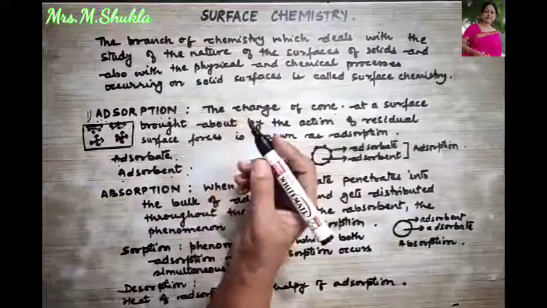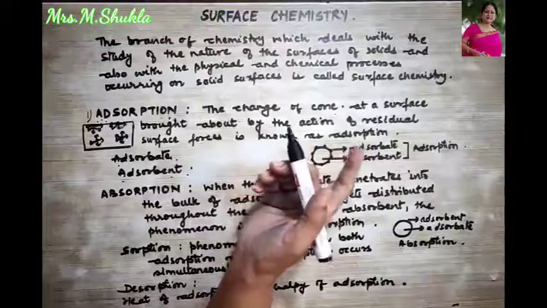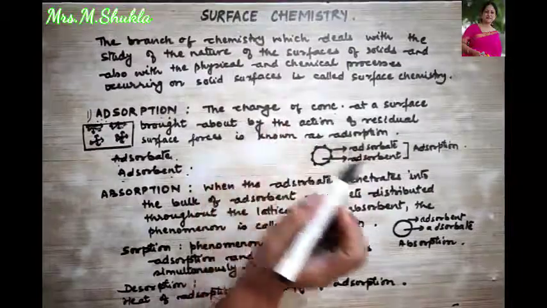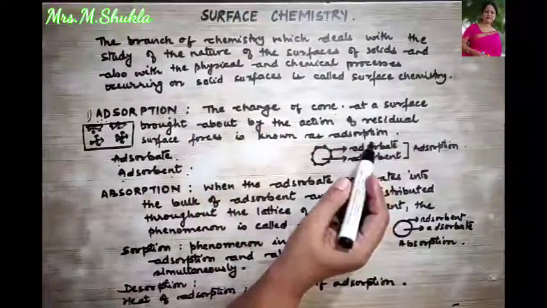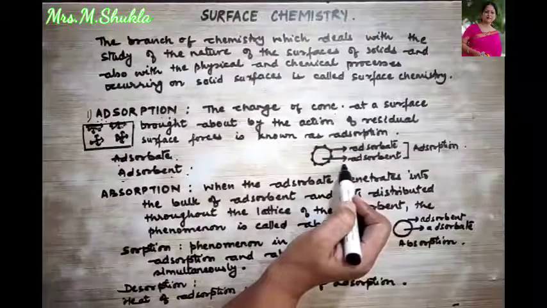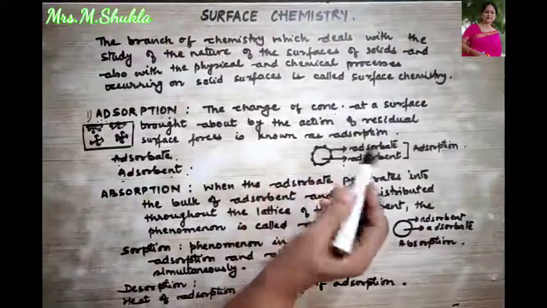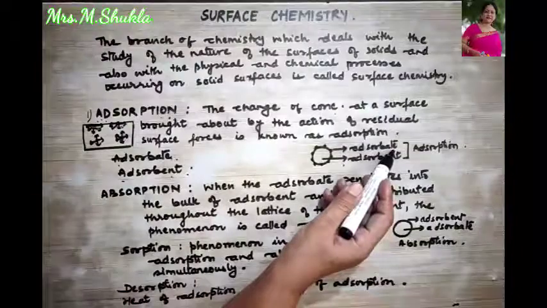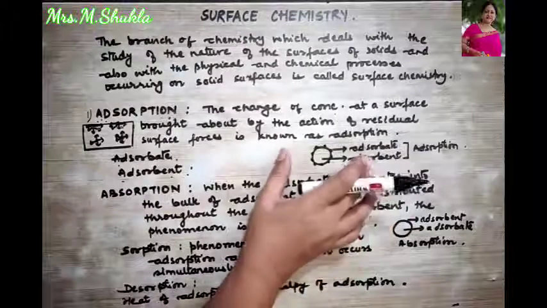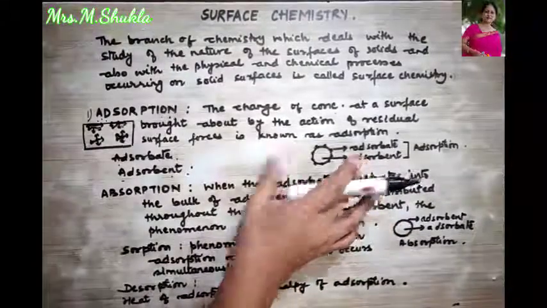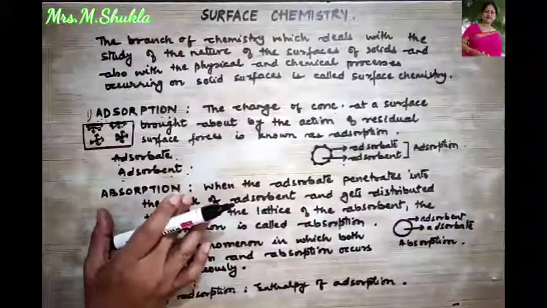Or in other words, you can also remember the charcoal, right? Charcoal over here will act as an adsorbent, and then ammonia acts as an adsorbate. Okay, now next we come to what is absorption.